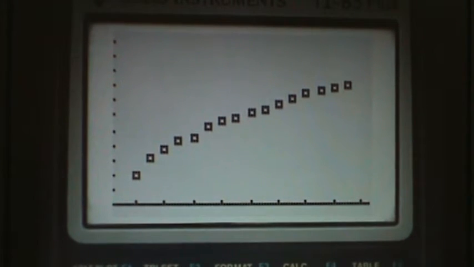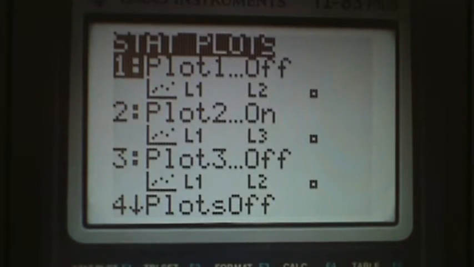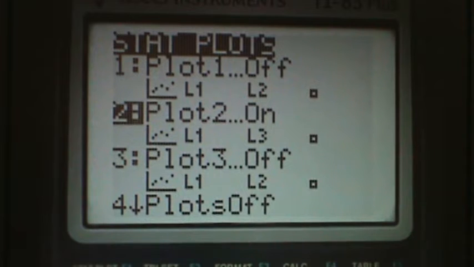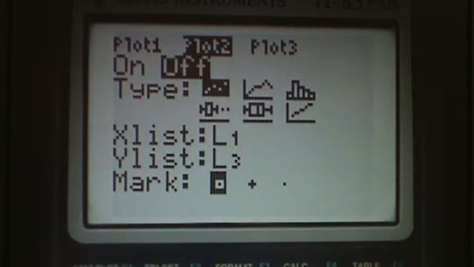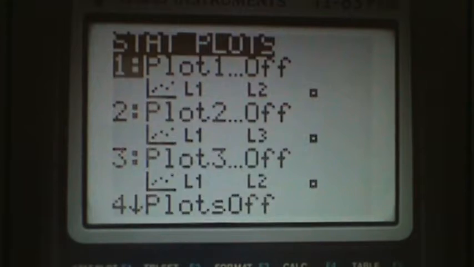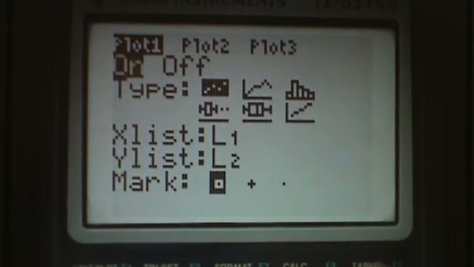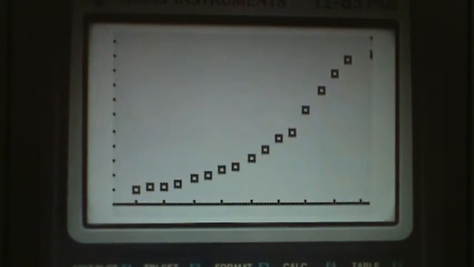Now, I just want to compare these two. We'll extend the conversation in just a minute, but I want to compare a couple of scatter plots. This is one, and there's another one that I have entered onto the calculator, but I need to get rid of this one. I'm pressing second and then y equals, and I want to turn this plot off. This is the plot that we've been looking at, but I'm going to turn this one off, and then I want to turn this one on because I have some information here. And I'm pressing graph.